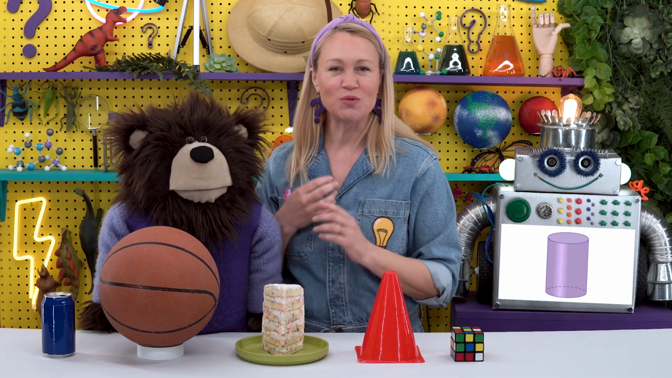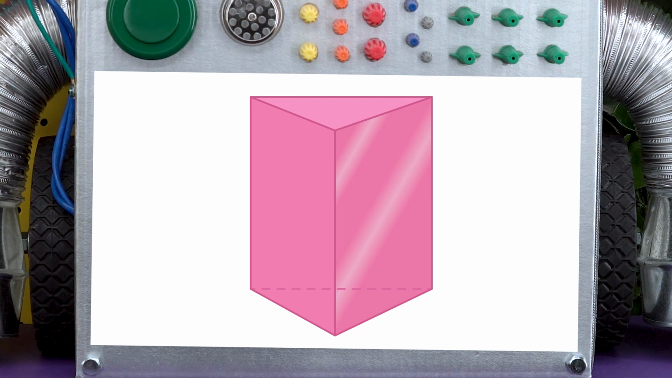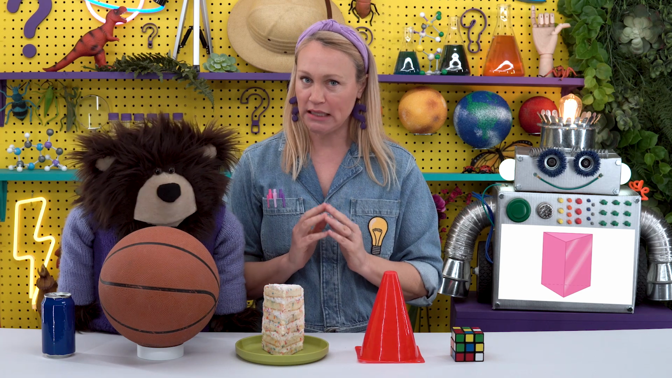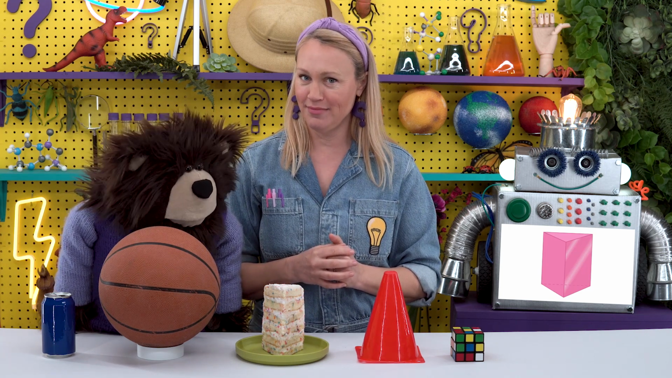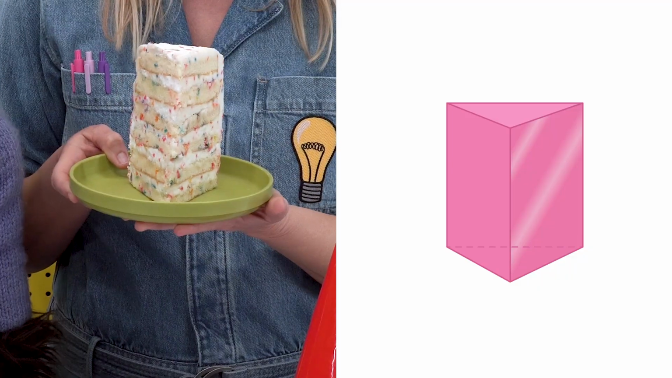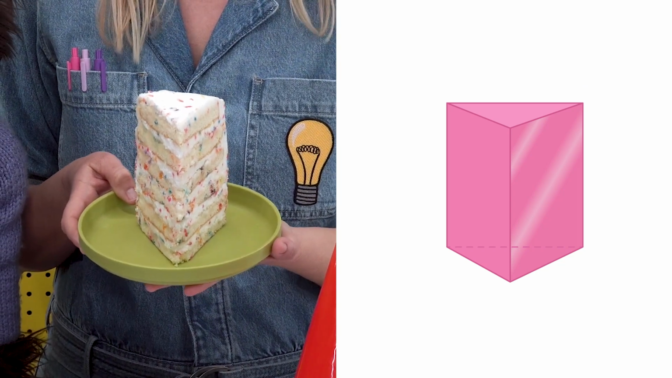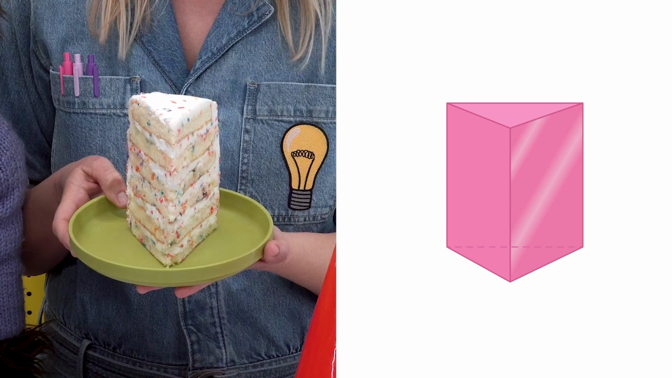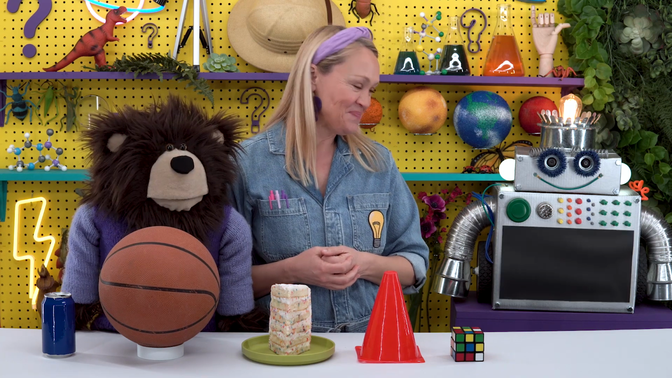Okay, Bolty, show us one last three-dimensional shape. This shape is called a triangular prism. Can you guess what object in front of us is in the shape of a triangular prism? This piece of cake. This delicious piece of cake is in the shape of a triangular prism. We did it! Thank you, Bolty.